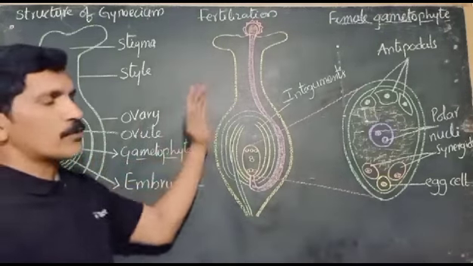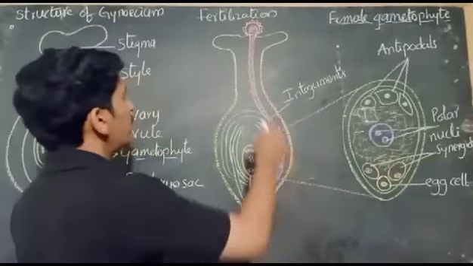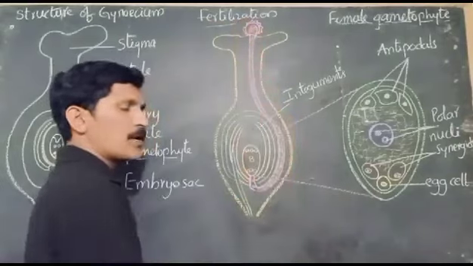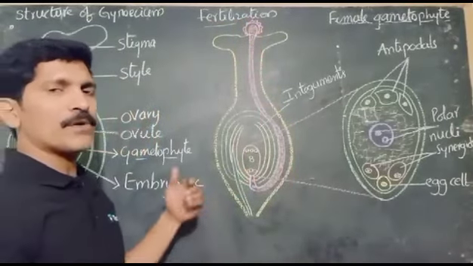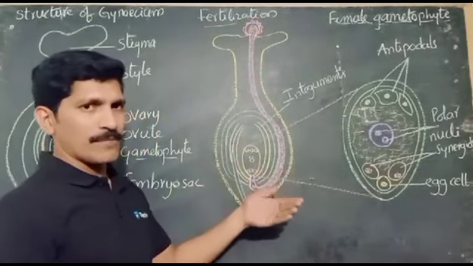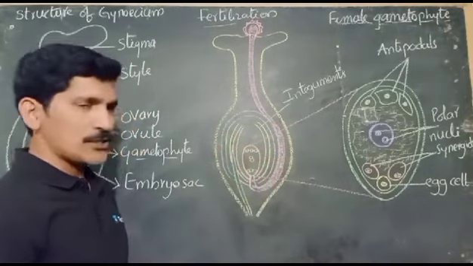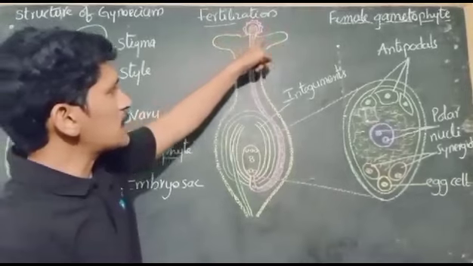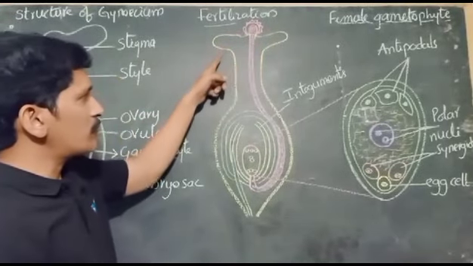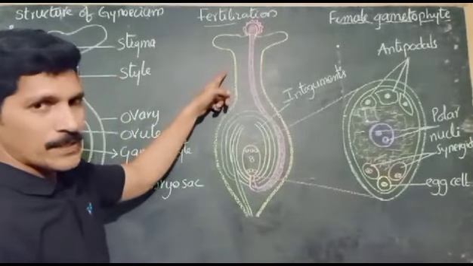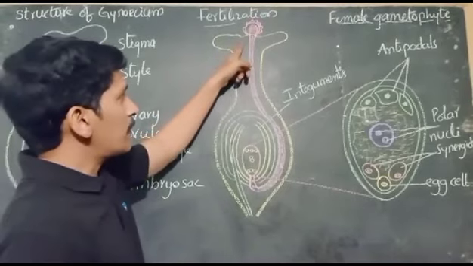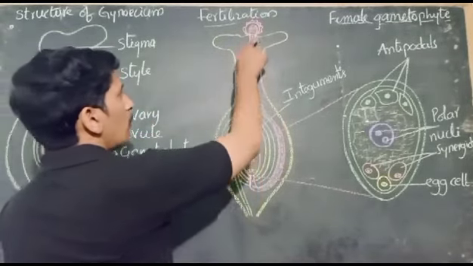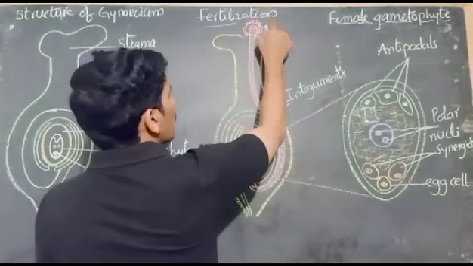Coming to the process of fertilization, we already discussed pollination. Pollination means transfer of pollen grains from anther to stigma. After the pollination, this is the topmost part of the female reproductive part, the stigma, right? See this one, on the top of the stigma you can find one pollen grain.